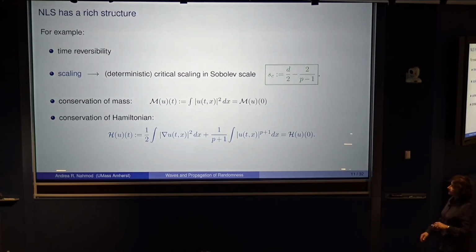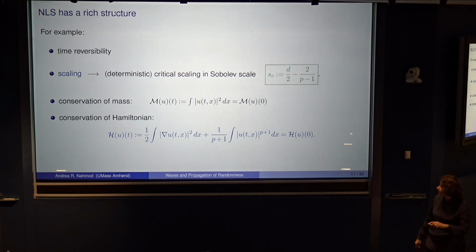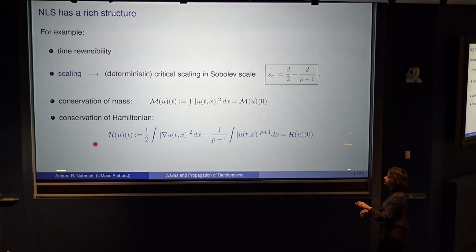Okay, so NLS has a very rich structure. You can solve the equation forward or backwards, right? And it has a scaling, which I'll talk about in a minute. It has conservation of L2 norm. That means that at time equals 0 or any time you have the same mass. And as I said before, you have conservation of Hamiltonian. So at time equals 0 or later, it's the same constant.